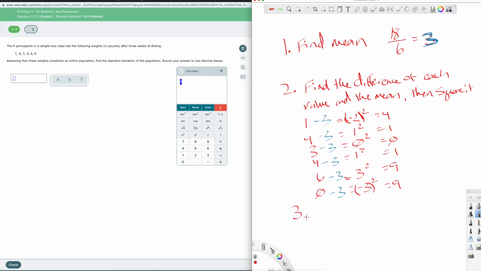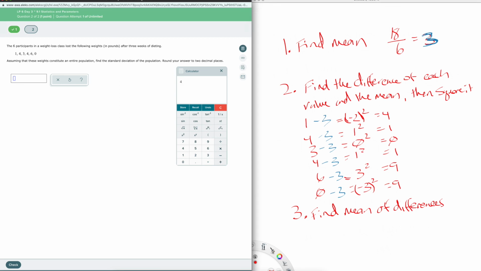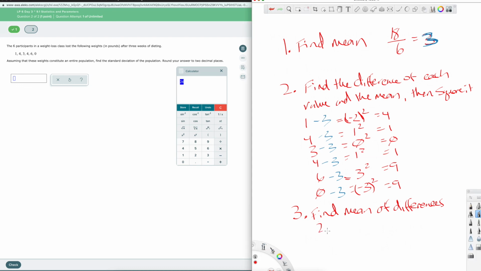All right, so number 3, we're going to find the mean again. So find the mean of the differences. Okay. So I'm going to do the same thing I did before. So I'm going to have 4 plus 1 plus 0 plus 1 plus 9 plus 9. So I get 24. And I still have 6 numbers. 1, 2, 3, 4, 5, 6. So 24 divided by 6, well, that's 4. So this is kind of nice. We're not ending up with any decimals. Actually, we won't on the next one. Normally, we end up with decimals on this one.